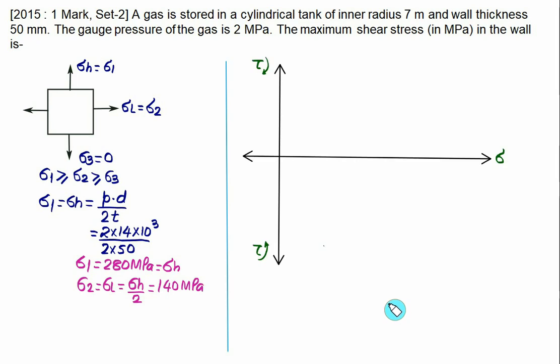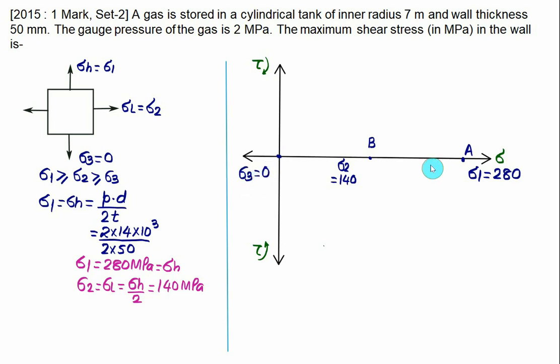So let's draw the axis system. The horizontal axis represents sigma, the vertical axis represents the shear stress. The maximum value of principal stress is 280. So let's mark point A, representing sigma 1 equal to 280 megapascal. Then we have sigma 2 equal to 140, so let's mark another point exactly halfway, representing sigma 2 equal to 140 megapascal. And the third value you have to mark is sigma 3, equal to 0.